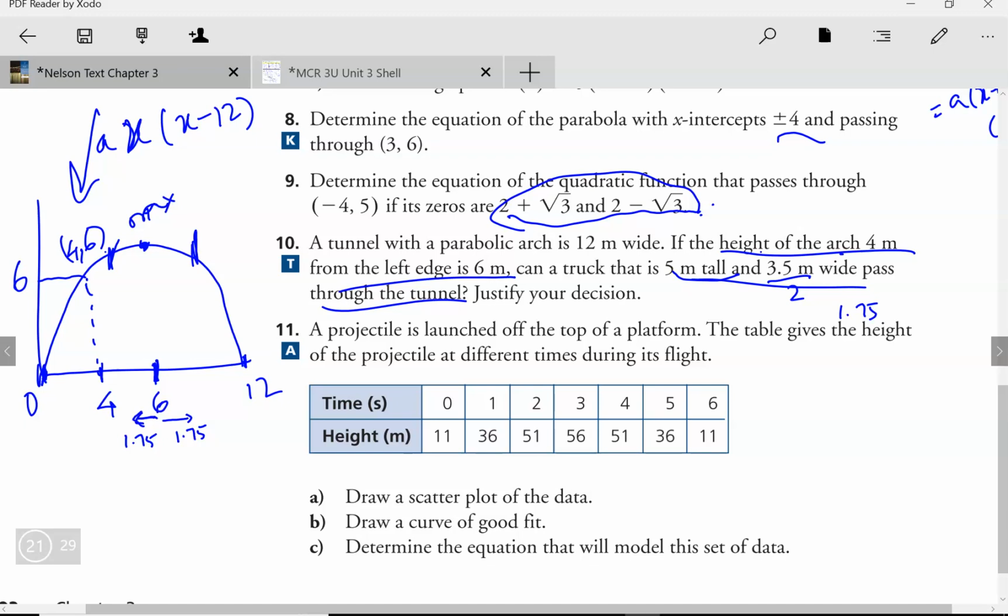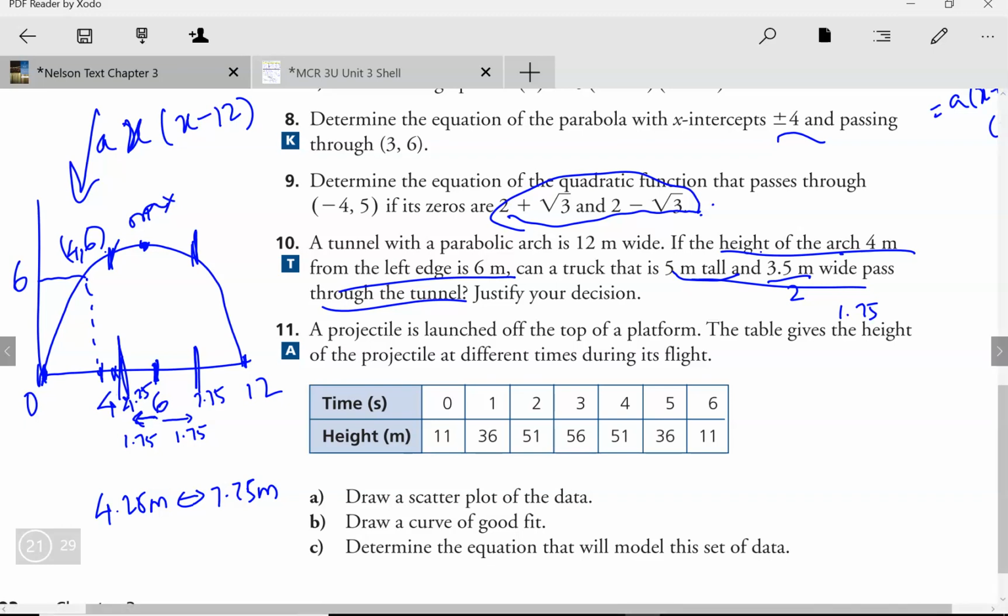So what is 6 minus 1.75? 4.25. So the truck should be between 4.25 meters and 7.75 meters. So this is a gap of 3.5 meters, and the truck should ideally go through this gap, 4.25 to 7.75, in order to pass, because that's what's going to give it the maximum height.